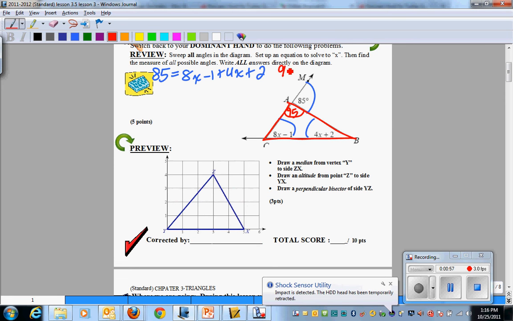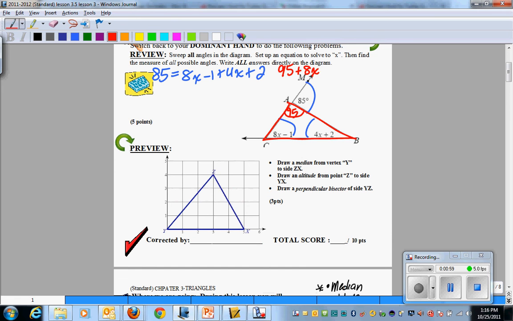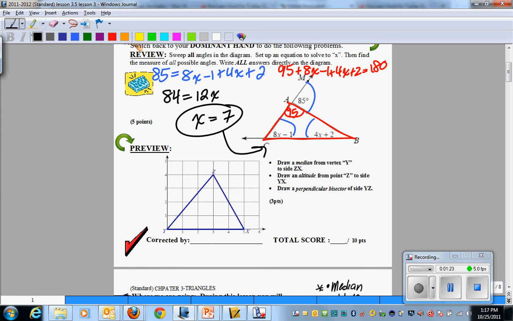Triangles add up to 180. So you have 95 plus 8x minus 1 plus 4x plus 2 equals 180. Either method would be fine. If you solve for x, you're going to end up with 84 equals 12x and x equals 7. You plug the 7 in, and you're going to get 55 here and 30. Of course, that adds up to 85, and you already have the 95.